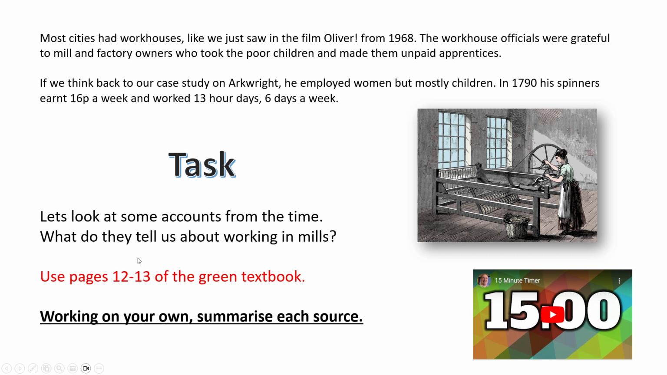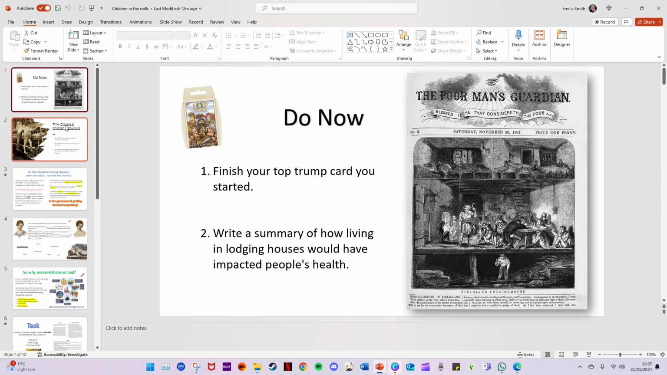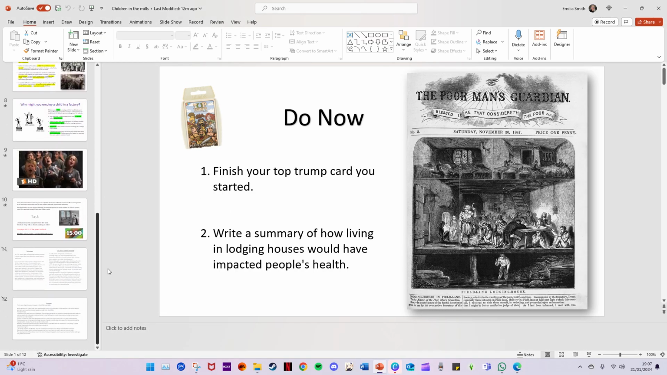So, they have the textbook and they have sources in the textbook, and again we're weaving in sources here, so we're looking at some accounts from the time. What do they tell us about working in factories and mills? So they need to work on their own and summarise each source, and they have 15 minutes, and this is a silence timer, so if they talk, if they don't get on task, you can restart this timer, and this can take as long as it'll take, but they need to make sure they are definitely looking at the textbook and understanding those sources. So this is a chance for them to get a bit of a peek into how things are changing.